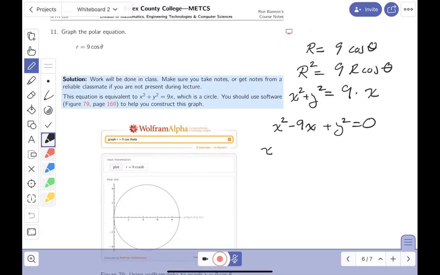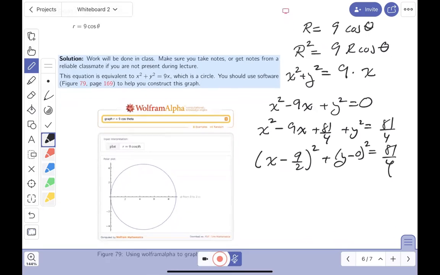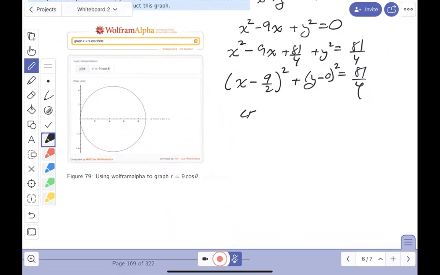I'm going to complete the square. You would get x squared minus 9x. Well, what's 1/2 of 9? 9 halves. You get 81 quarters. Plus y squared is equal to 81 quarters. What do you get over here? X minus 9 halves squared plus y minus 0 squared equals 81 quarters. This is an equation of a circle. I'll write this down for you. The center is going to be 9 halves, comma 0, and the radius is 9 halves.